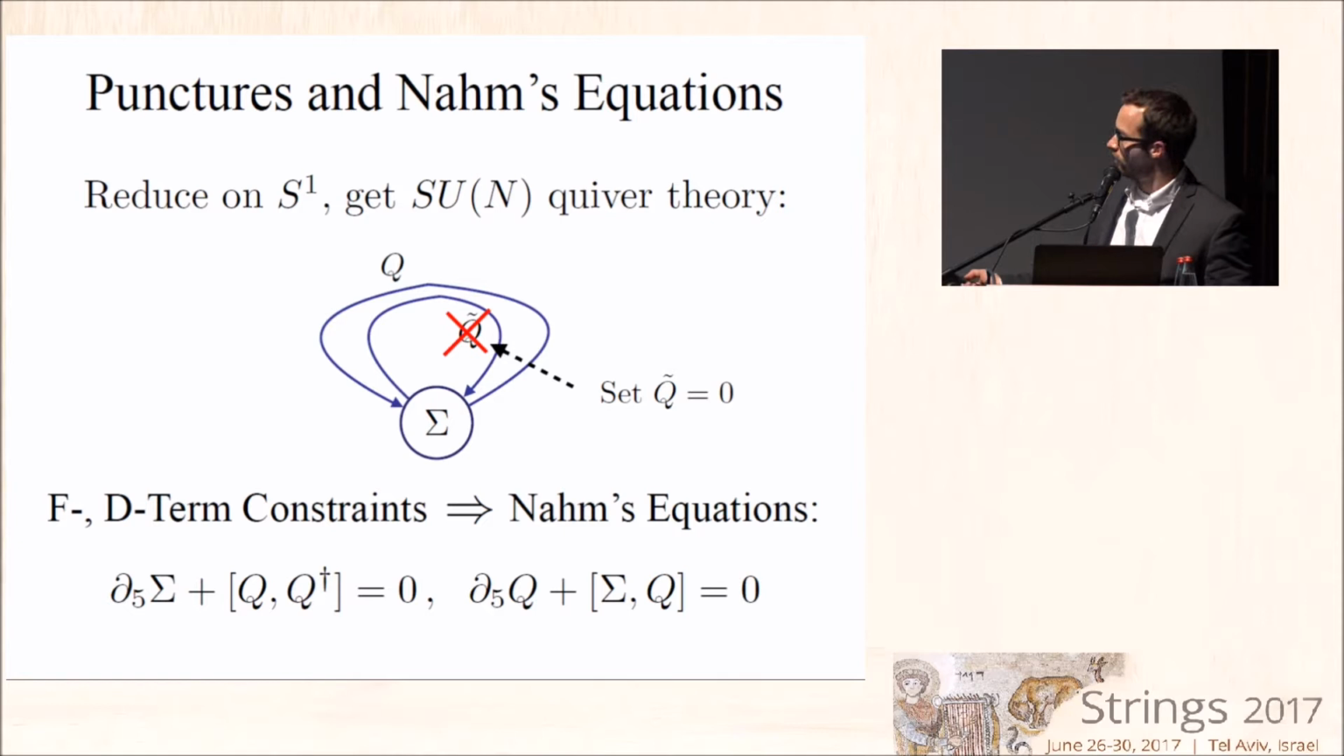Written in terms of 4D multiplets, we have a chiral Q, an anti-chiral Q tilde, and a vector sigma, all in the adjoint. We're going to set Q tilde equal to 0, and we're going to impose F and D term constraints to preserve supersymmetry in the 4D theory. When we do that, what drops out are simply Nahm's equations.